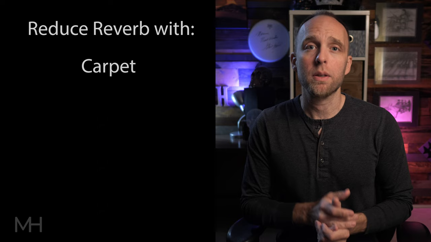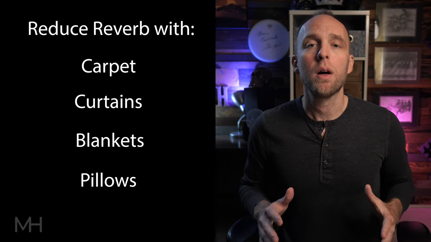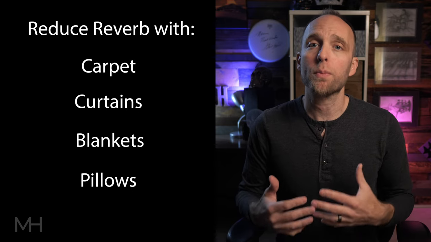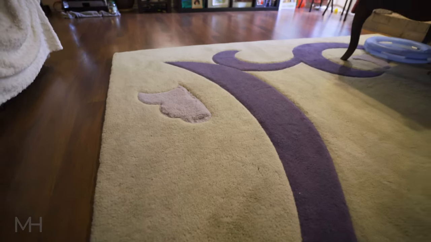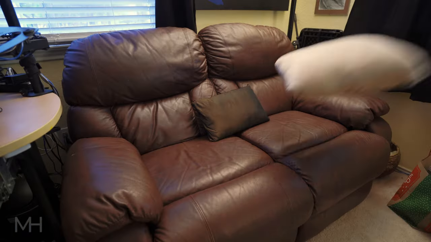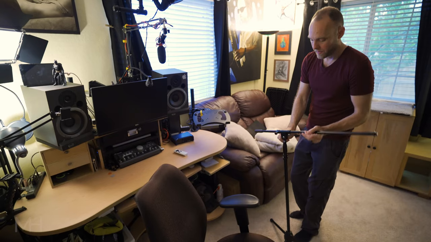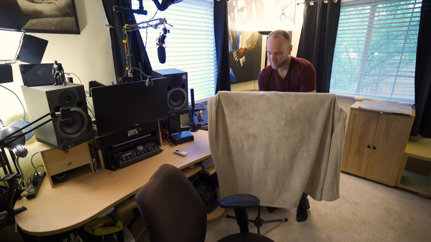Soft things like carpet, curtains, blankets, pillows, all of those types of materials will absorb sound waves and reduce the amount of reverb in the room. And again, this doesn't mean you have to buy any specific sound treatment supplies. It just means, you know, maybe add a rug, add some curtains, add soft pillows, add things around the room that can absorb sound. You could even add blankets on makeshift stands directly around your laptop setup to help reduce reflections.